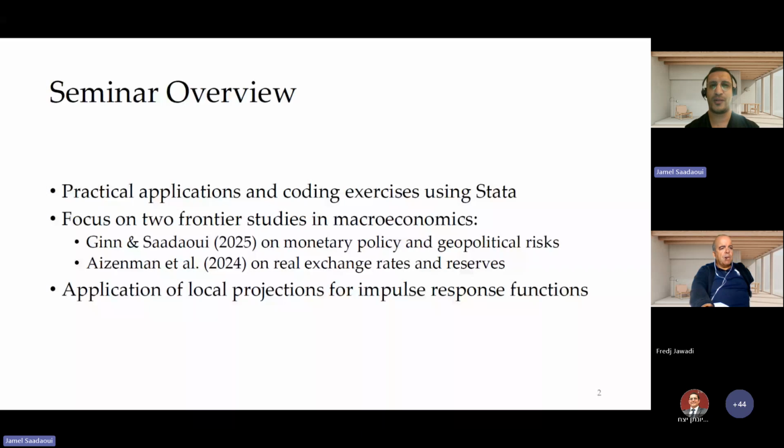And in the second part of the seminar, in which we are going to see a lot of different flavors of local projection to estimate impulse response functions, is a recent paper written by William Ginn and me on the impact of geopolitical risk on monetary policy, and we will see what we've done in this paper. The papers and the code, as mentioned by Jonathan, are available on the website of the seminar and also on my GitHub. And we are going to see a series of applications for local projection.